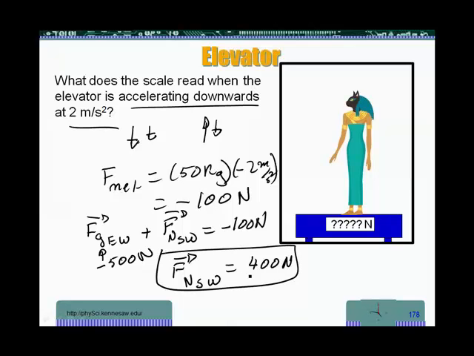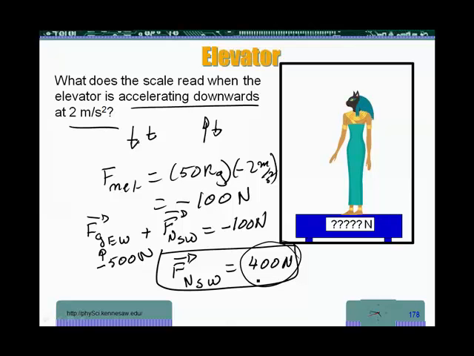The reading of the scale is going to be equal to this value because the force that the woman is going to exert through her feet on the scale is going to be equal in magnitude to this. So what's the bottom line of this? It says if the elevator is accelerating upwards, a person inside the elevator is going to provide a higher reading. The scale is going to provide a higher reading than the actual weight. If the elevator is accelerating downwards, the scale is going to give a lower reading than the actual weight.